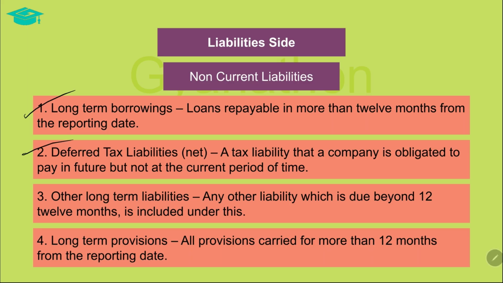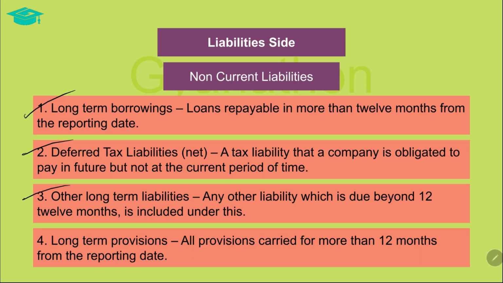It is a tax liability that a company will become obligated to pay in the future due to some transaction that has happened in the current period, but such liability is not payable at the current time period. It is calculated by taking the difference between a company's taxable income and accounting income before taxes and applying the anticipated tax rate to it.